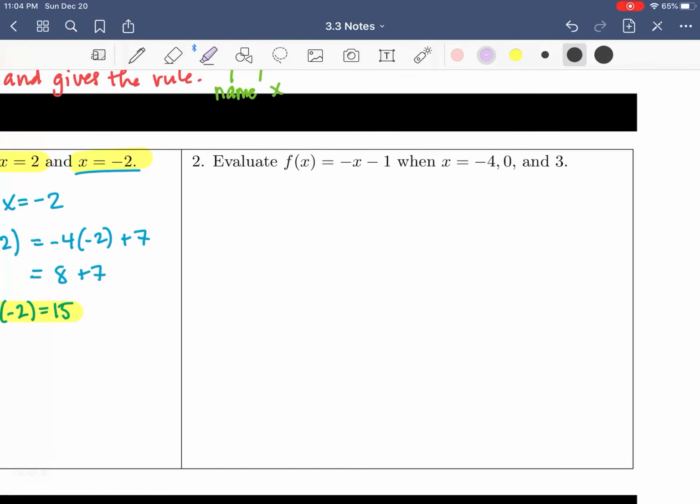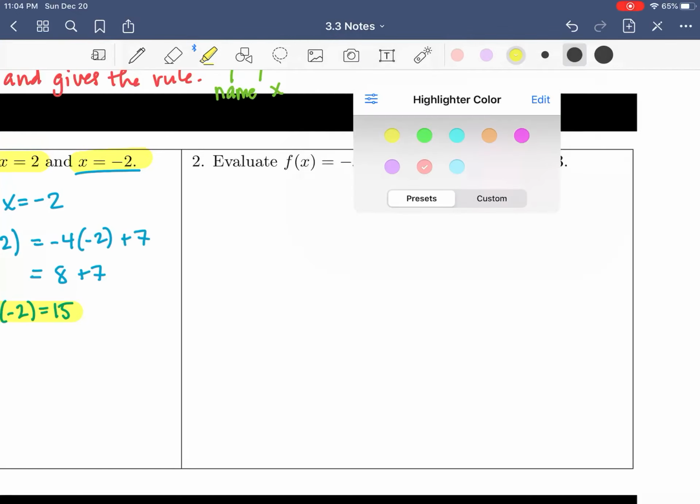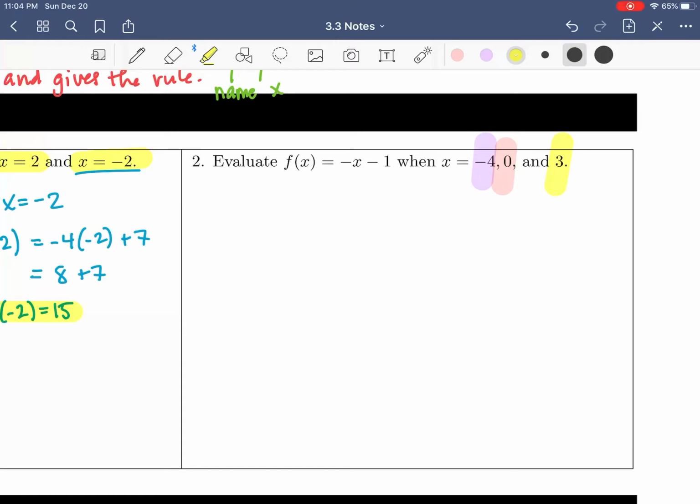This time we're going to be evaluating in 3 different places. We're going to evaluate at negative 4, we're going to evaluate at 0, and we're going to evaluate at 3. And our new function is f of x equals negative x minus 1. So at x equals negative 4 is the first one they want us to evaluate.